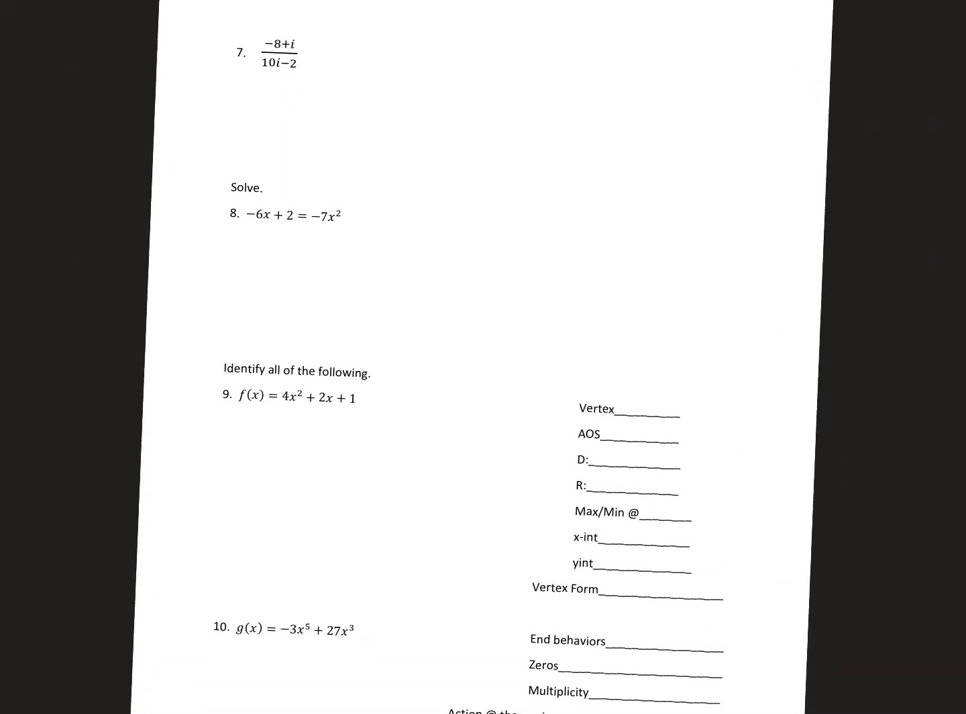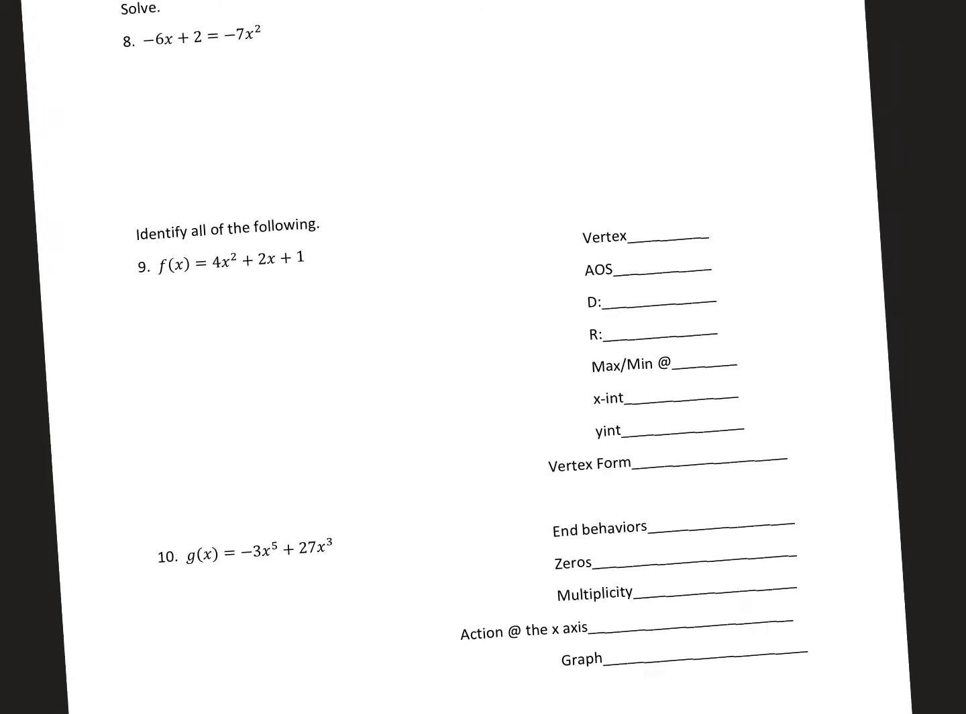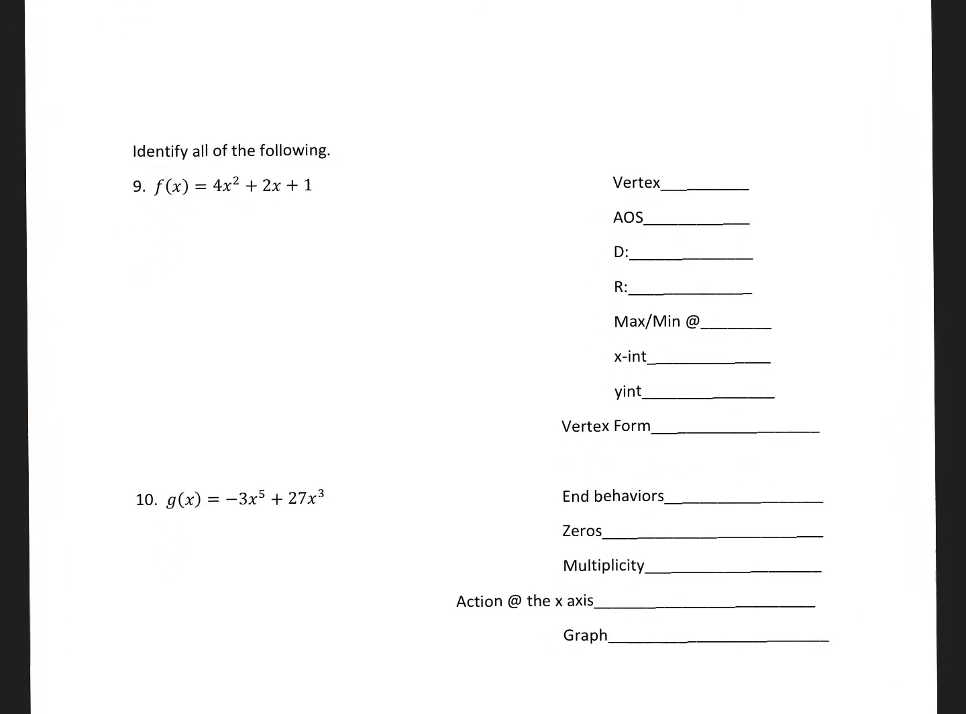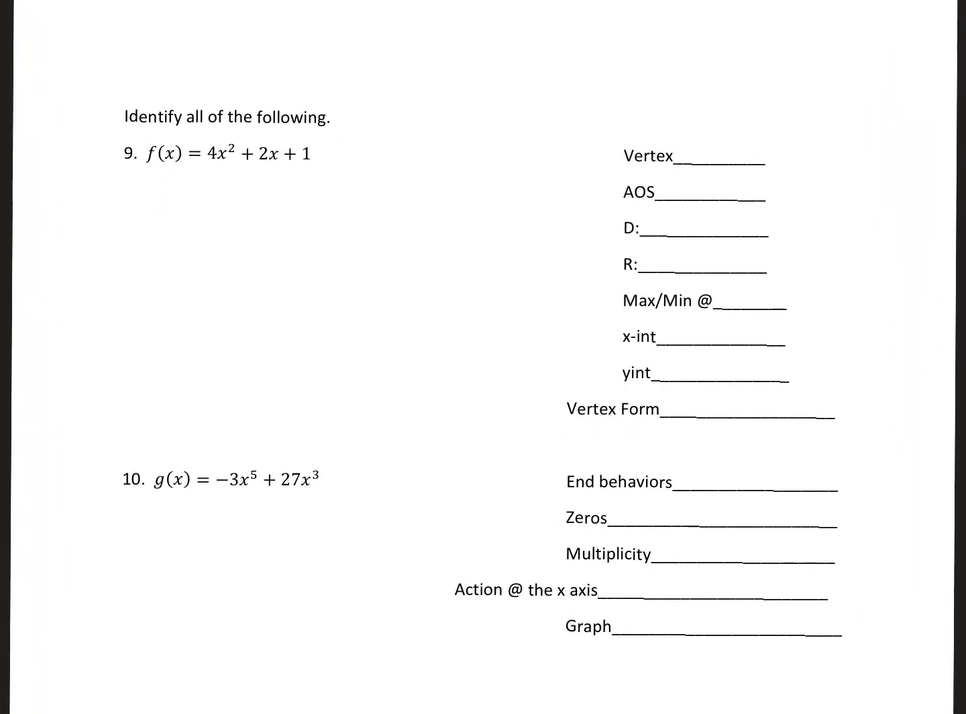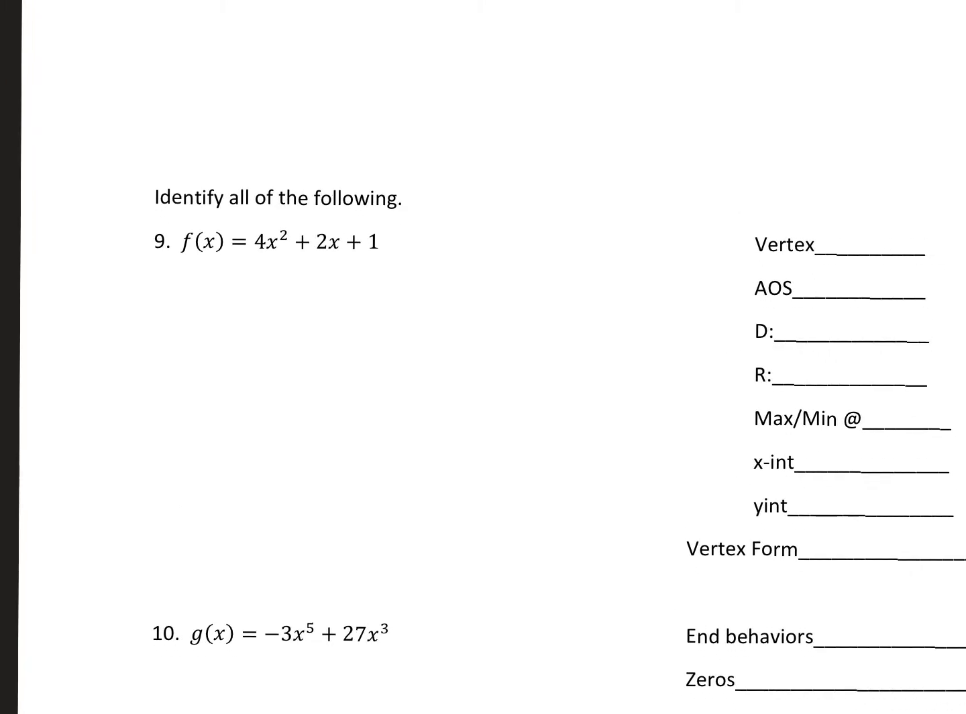So I'm going to start here with number 9. We'll do 9 and 10, and then we'll work our way backwards. But in a question like number 9, this is just a quadratic, and you guys are determining all of this stuff with it. So we talked about this a long time ago, but how do you know, first of all, what direction this parabola opens?